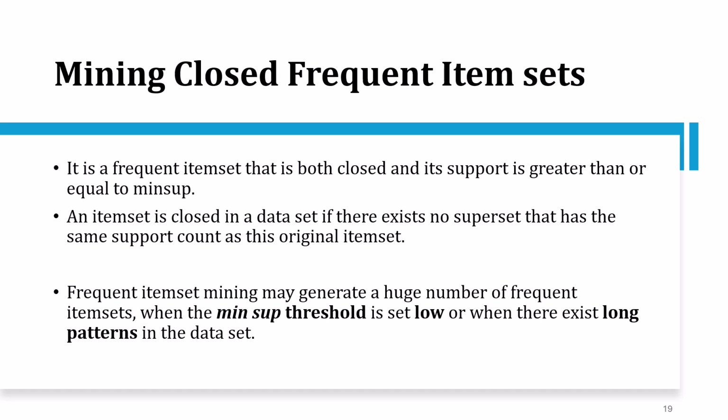Closed frequent item set: a frequent item set that is both closed and its support is greater than or equal to min_sup. An item set is closed in a data set if there exists no proper superset that has the same support count as this original item set. Frequent item set mining may generate a huge number of frequent item sets when the min_sup threshold is set low or when there exist long patterns in the data set.